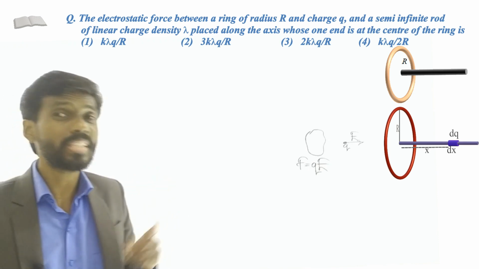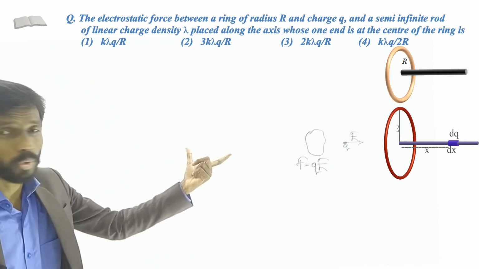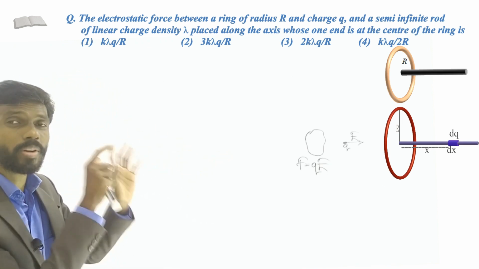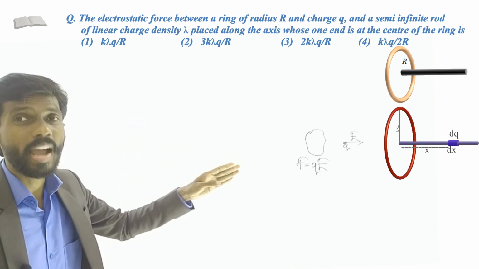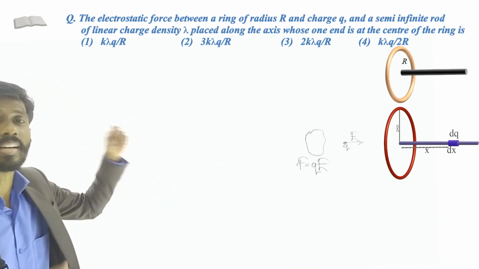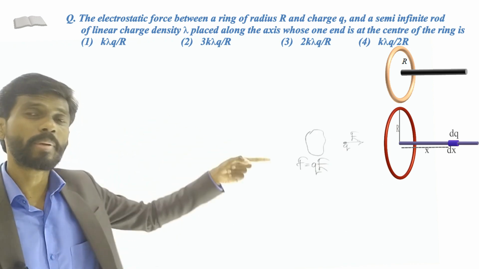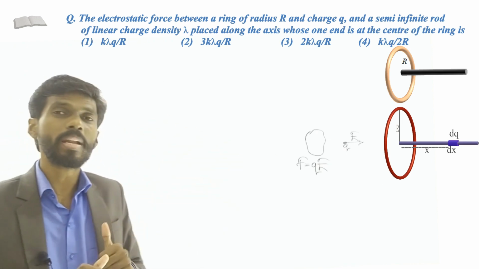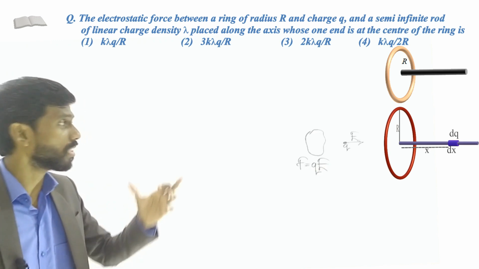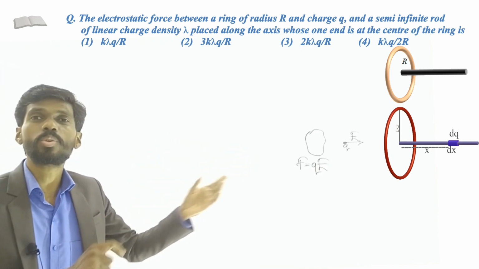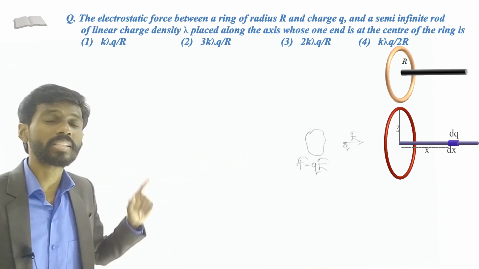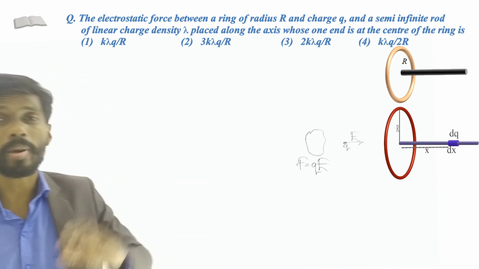Similarly, we will also do this other method. You will consider the rod as it is. Now we will find the electric field due to the rod and then multiply by the charge of the ring. First, you will find the electric field due to the ring and multiply by the charge of the rod. And similarly, we will also do another method, finding the electric field due to the rod and multiplying by the charge of the ring. So let us do the first method.